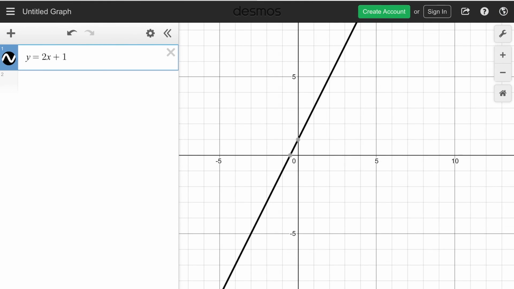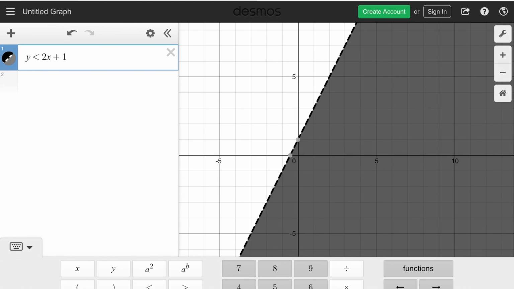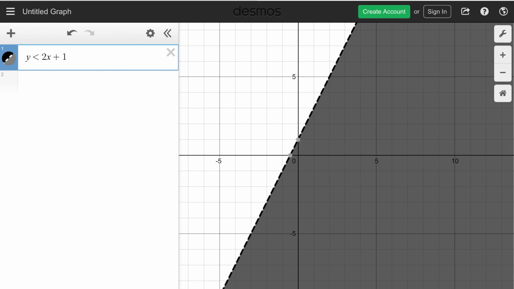Let's change the equal sign to a less than sign. Whoa, take a look. Look at what happened here. The line is in the same place, but two things happened. One, it turned into a dotted line. And two, half of the graph is shaded.